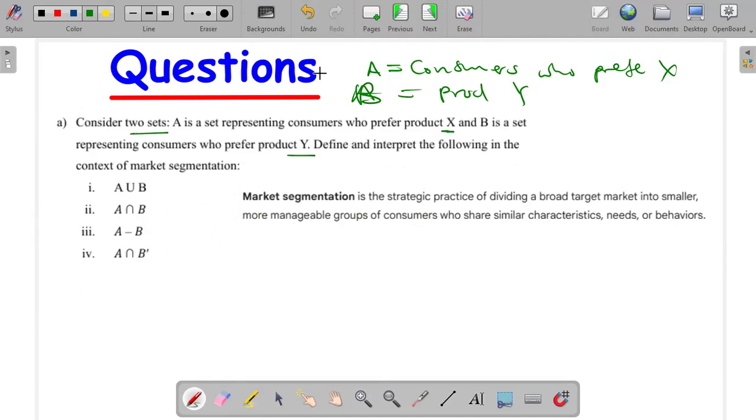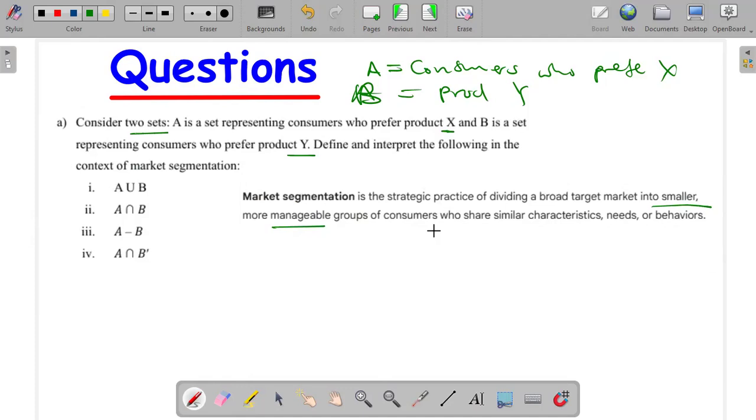First of all, we must understand what market segmentation is. Market segmentation is the strategic practice of dividing a broad target market into smaller, more manageable groups of consumers who share similar characteristics, needs, or behaviors. So in short, we are going to break this down into smaller groups based on the sets that have been given here. So how do we do this? How are we going to find this?